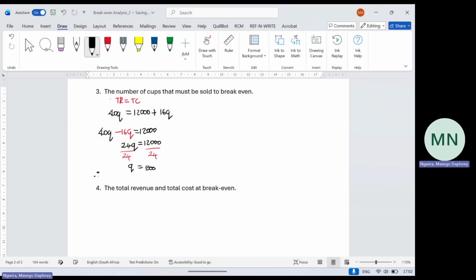So therefore, the coffee shop must sell 500 cups to break even.